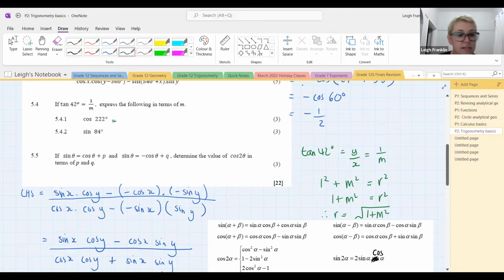So now back to grade 11, apply our reduction formulae. We know that we can write this as the cos of 180 plus 42. This step is not necessary to show, but it just explains to you where it's coming from. This next step is important. We've always got to show what we get when we use reduction formulae. So that would be negative cos 42. And thank goodness we went and worked out what r was in terms of m. This would give us negative m over root 1 plus m squared.